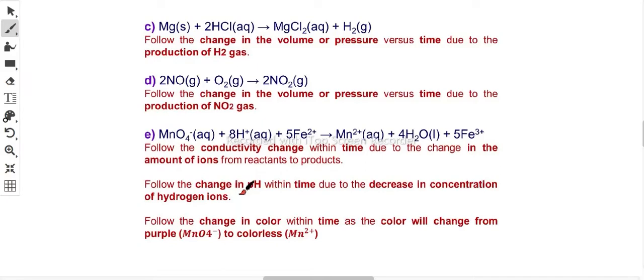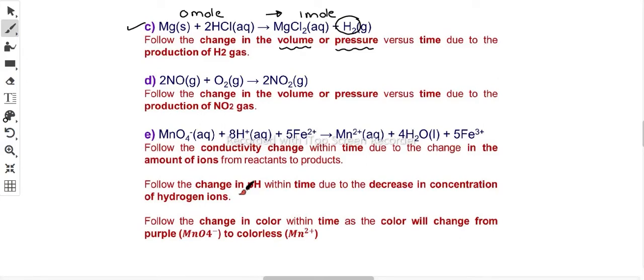Continuing with C, magnesium plus hydrochloric acid produces magnesium chloride and hydrogen gas. There is a gas, so of course I can go through the change in volume. I can collect the volume of hydrogen. I can also go through the pressure. I have here 0 mole of gas and it turns again into 1 mole. So yes, I can go through the pressure versus time due to the production of H2.